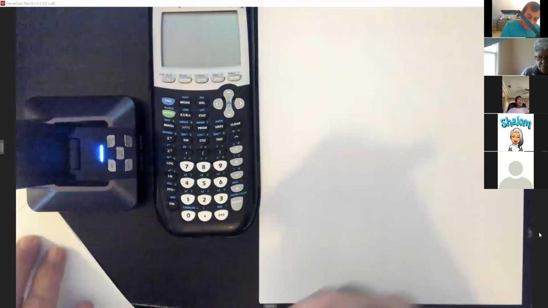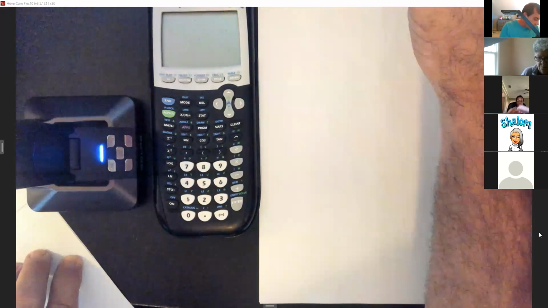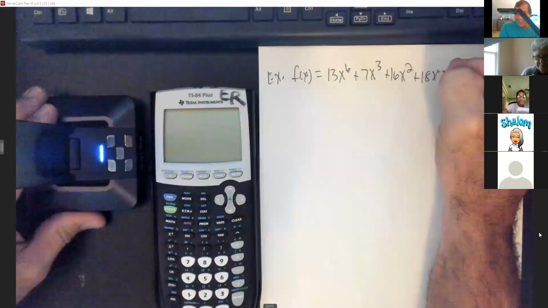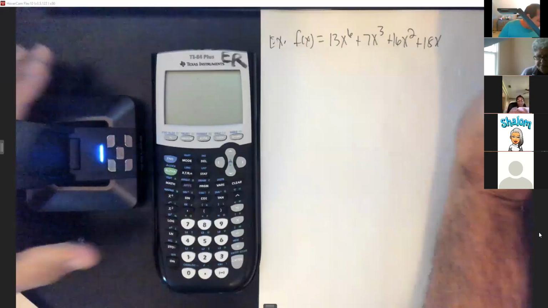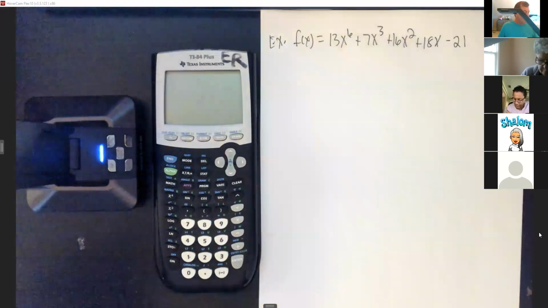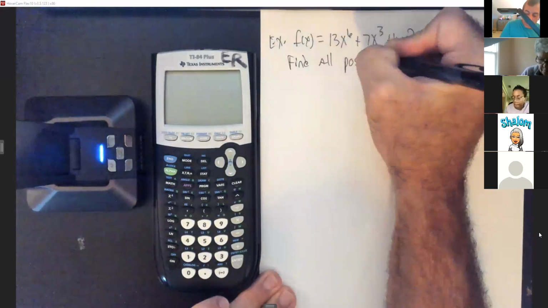So this one has f of x equals 13x to the 6 plus 7x to the 3rd plus 16x squared. Mr. Eugene, can you move it down? I do that every time. Thank you. 18x, and at the end is a negative 21. So once again, they want to find all possible zeros.